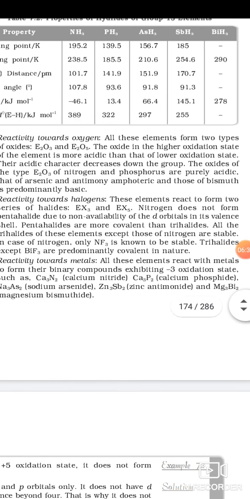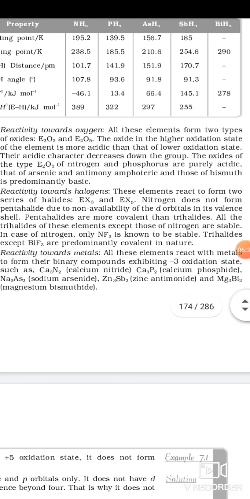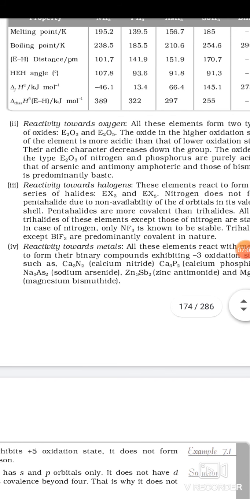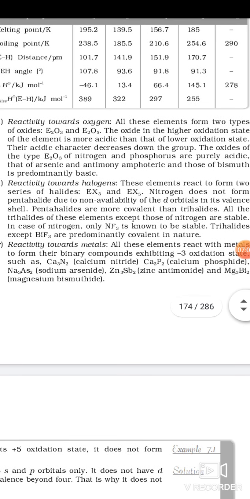All these elements form two types of oxides, E2O3 and E2O5. The oxide in the higher oxidation state of the element is more acidic than that of the lower oxidation state. It is a very important point. Their acidic character decreases down the group. Remember, as we go down the group, their acidic character decreases. The oxides of the type E2O3 of nitrogen and phosphorus are purely acidic, those of arsenic and antimony amphoteric, and those of bismuth predominantly basic.